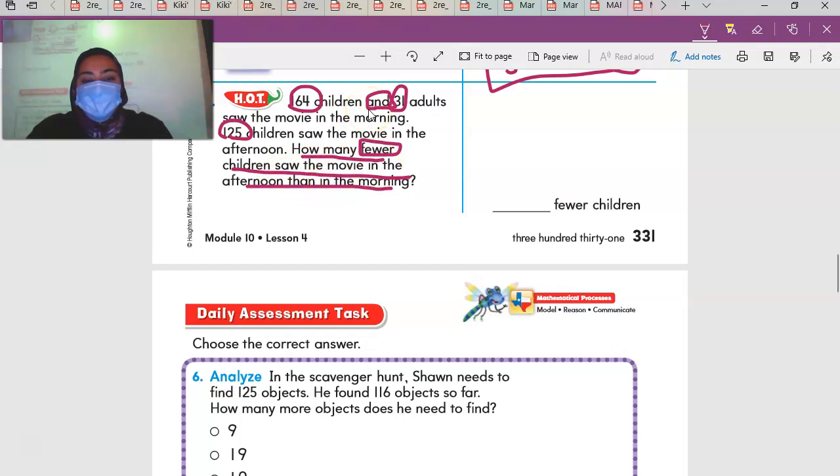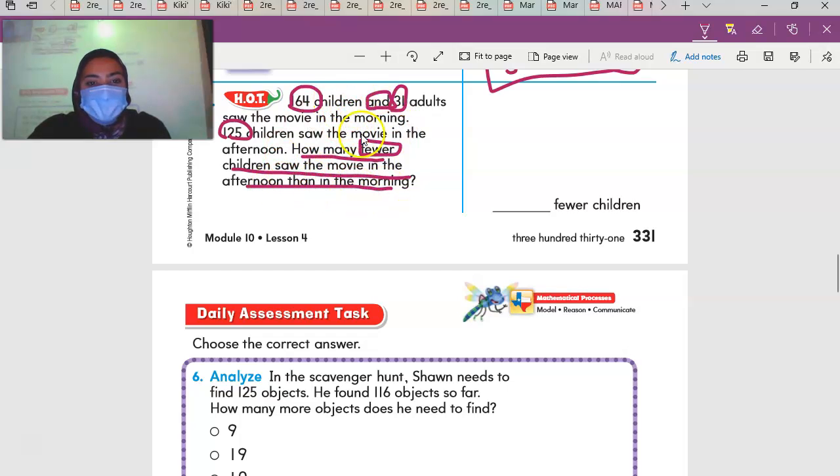There's some information here we don't need. Do they ask us about the adults? No. They only ask us about the children. So the adult number is extra information we don't need. They're putting it there to trick us. So don't even look at that information. The question is, how many fewer children saw the movie in the afternoon than in the morning?